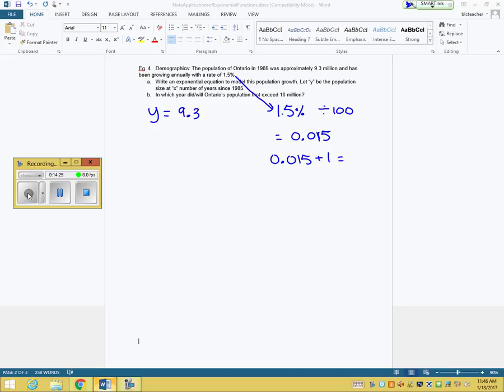Okay, and then you're going to add 1 to it because we have growth. If we had decay, if it's going to decrease by 1.5%, we would do 1 minus that amount. But if we have growth, we're going to add it to 1, and so we're going to get 1.015. That's our B value. So we're going to put that in here. 1.015. Okay, it's greater than 1. That means we have growth, to the power of our exponent x.